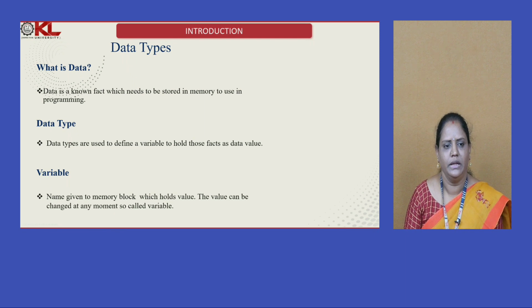The variable is the name given to a memory block which holds a value. The value can be changed at any moment, so it is called a variable. We discussed that we can store our values in the computer memory in order to do some calculations, but where the values are stored in the computer memory is called a variable. Where the value is stored, to that location we give some name. That name is called a variable name. The value we are storing in the memory varies or can be changed depending on your situation, so that's why it is called a variable.